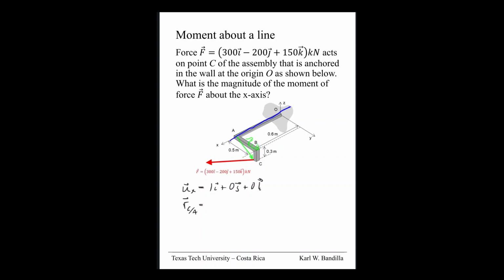RCA is equal to what? We're not going anywhere in the x direction. We are going 0.5 in the y direction. So let's go 0i. We're going the positive y direction for 0.5, so 0.5j, and then we go 0.3 downwards, so 0 and minus 0.3k, and this is all meters. All right, so with that we have our RCA.